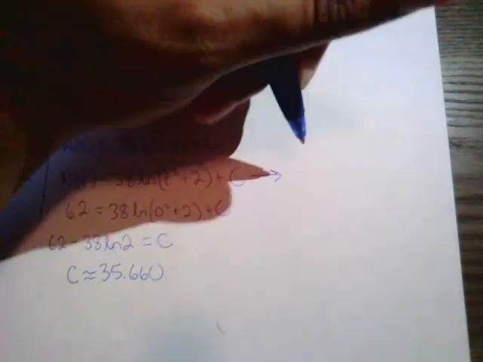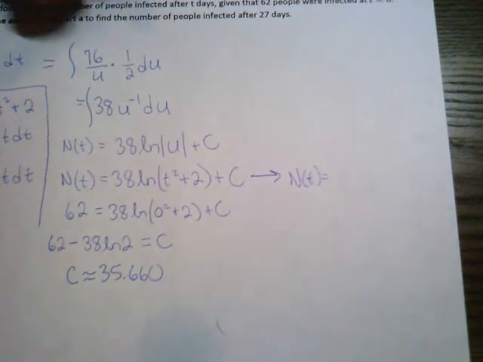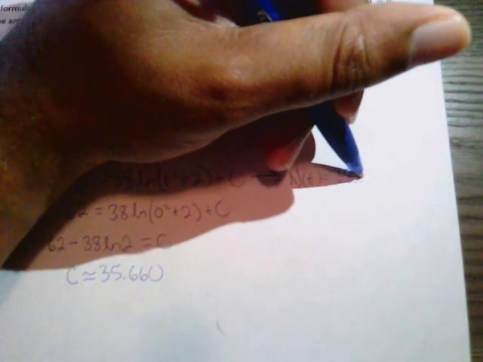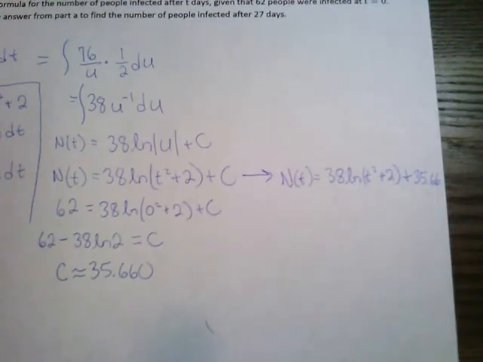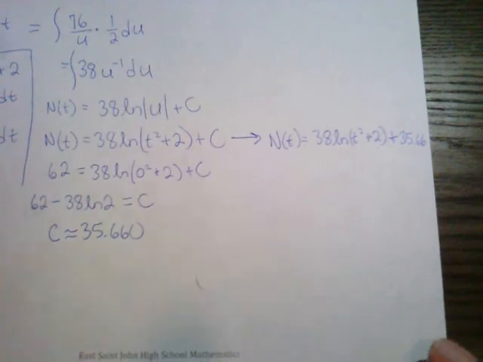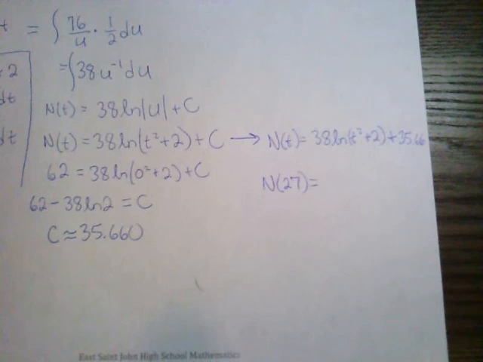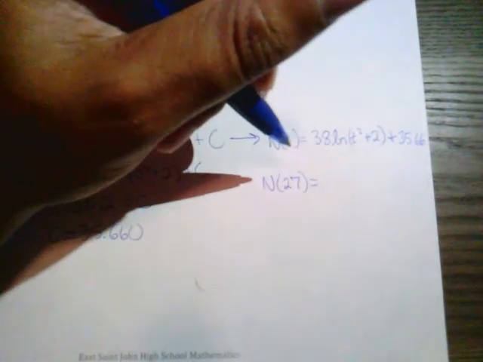So now we can substitute in for c. So this equation is going to be n of t equals 38 ln of t squared plus 2 plus 35.66. Then our last step, now we just need to plug in 27. So we're looking for n of 27, and that's going to leave us with 286.